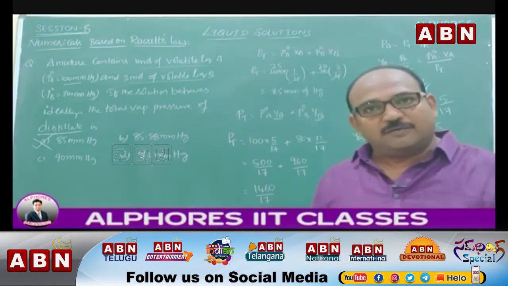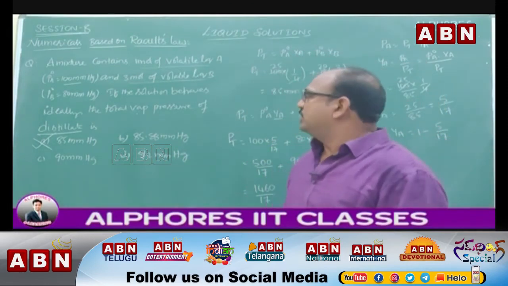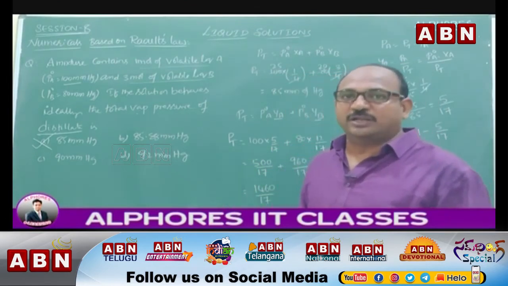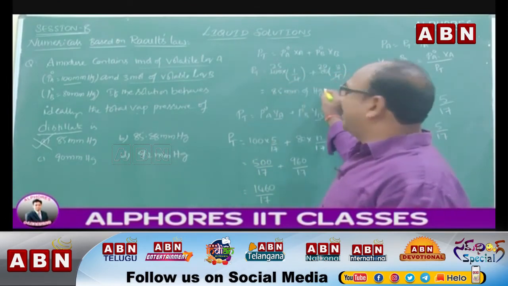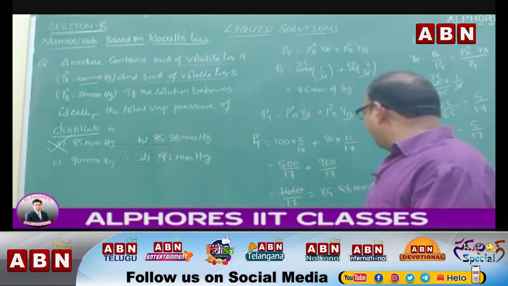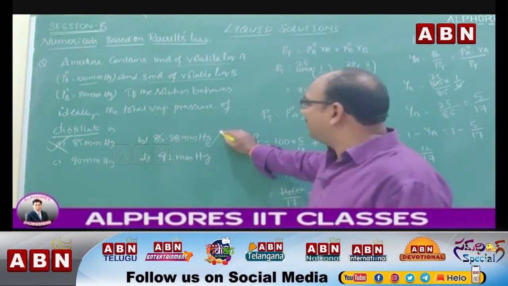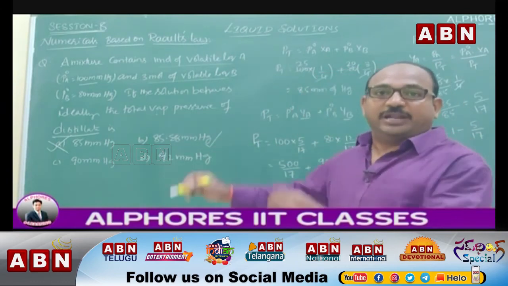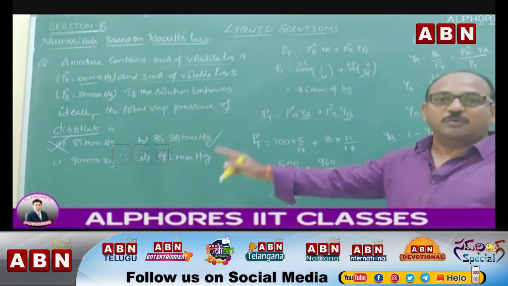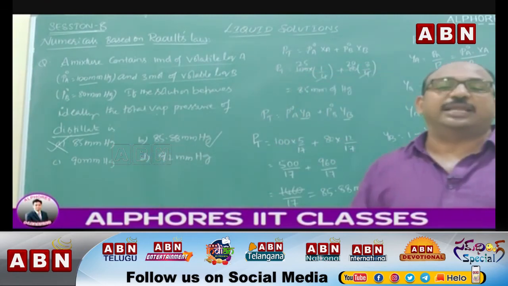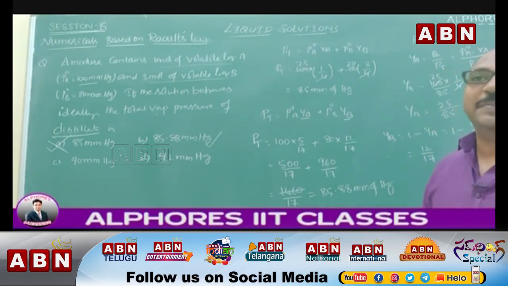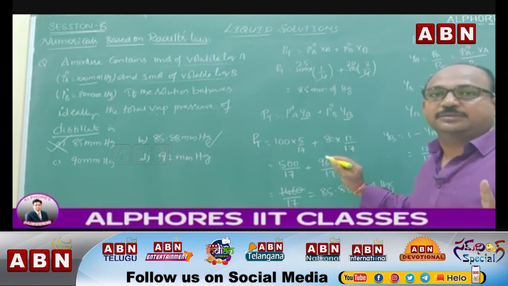The total vapor pressure of the solution is different from the total vapor pressure of the distillate. The total vapor pressure of the solution we got here is 85 mm of Hg. For the distillate, 85.88 mm of Hg we are getting. That means option B is correct. But whenever we solve, immediately what do we think? Yes, option A is correct. But option A is P total, that is nothing but the vapor pressure of the solution, not the vapor pressure of the distillate. Okay?